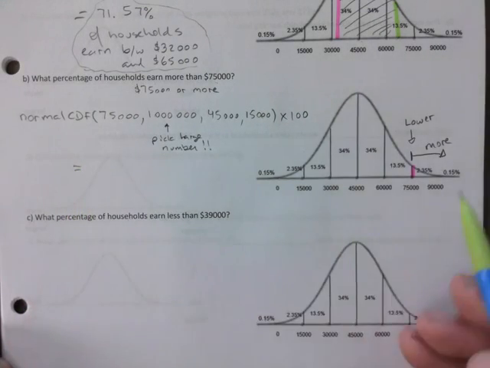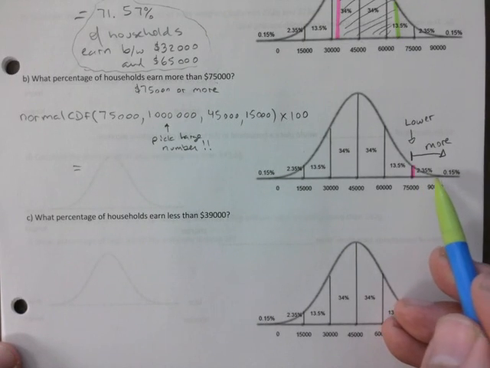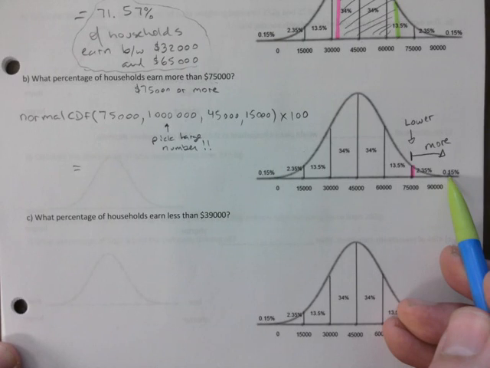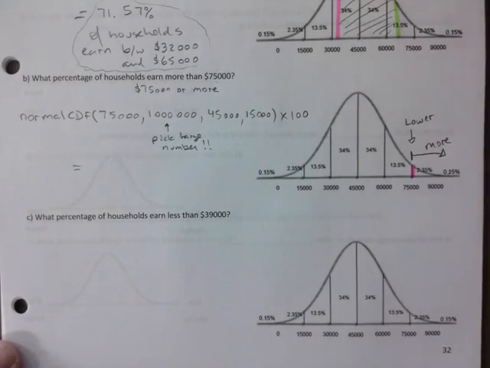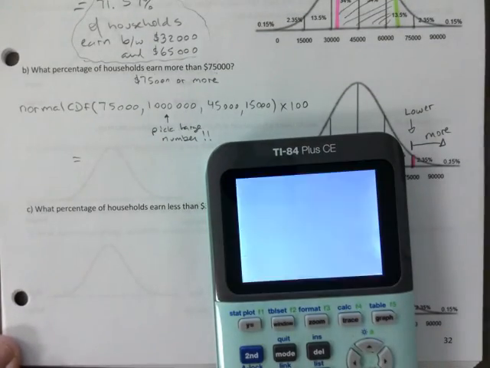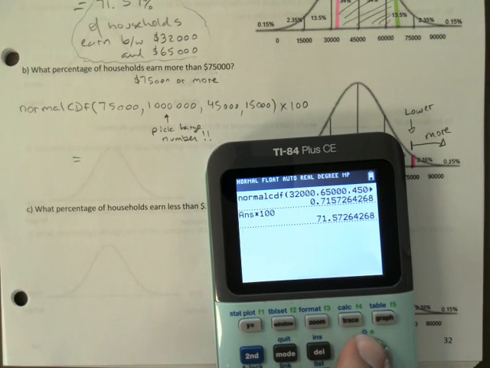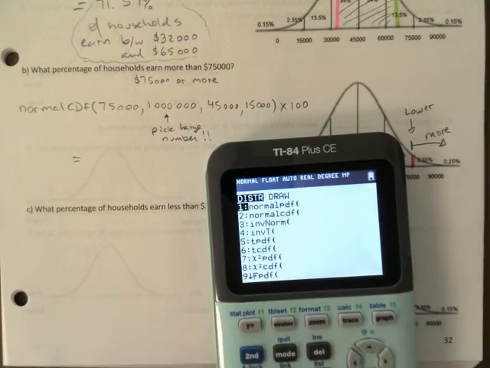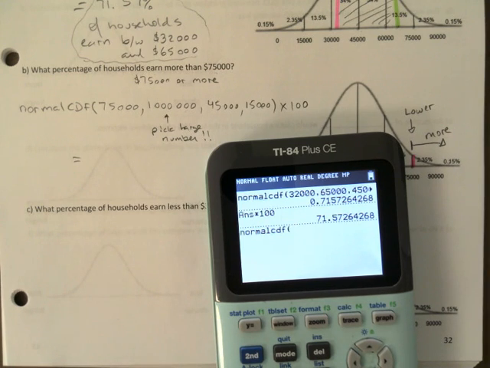Just by observation, what do we expect to get? 2.35 and 0.15, that's 2.5%, correct? Let's see if that's actually true. I'm going to get the CDF one more time here. You go 75,000, and then we're going to go 1 million, and then 45,000, 15,000.